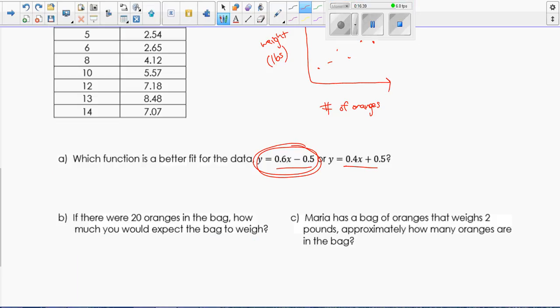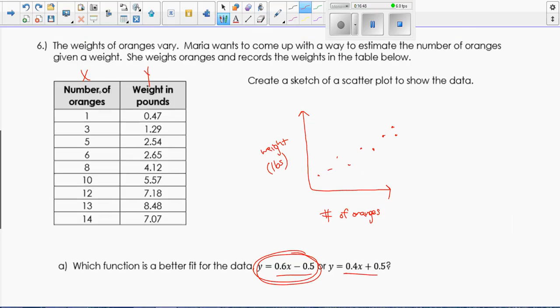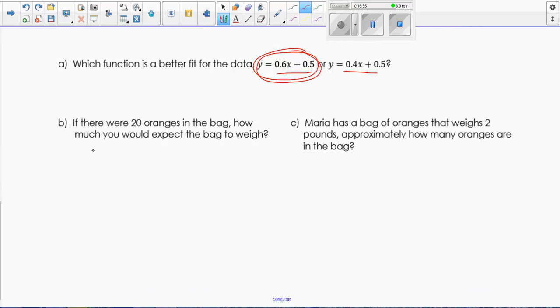Okay, so if there were 20 oranges in a bag, how much would you expect the bag to weigh? So 20 oranges, if we look at our table of values, oranges is talking about our x values right here. So that means that 20 is my x value. So I'm going to take my equation and I'm going to substitute in for x. So y equals 0.6 times 20 minus 0.5. And again, notice that I'm using this equation right here since that's the one that I've determined to be a better fit, which means it's a better predictor.